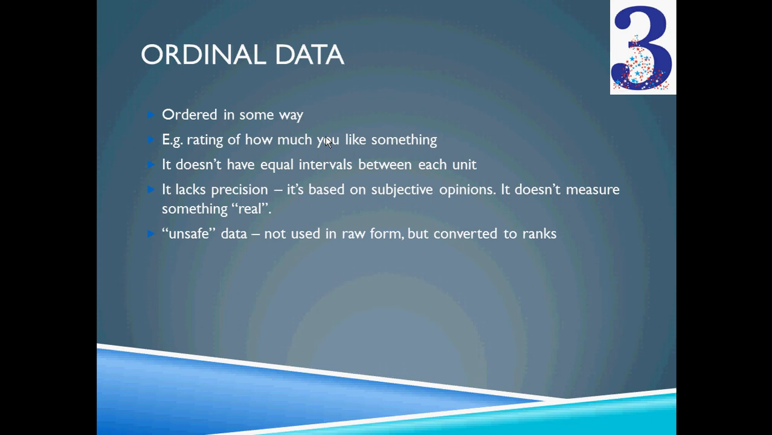So it lacks precision. It's based on subjective opinions. Two people might both say 8, but actually think different things. It doesn't measure something that's precise and measurable like in the real world, like a height or a temperature. It's like looking at a psychological construct, for example. So for that reason we call it unsafe data. We don't use it in its raw form to calculate from, but we convert it to ranks. So like the lowest rating, if someone gave fish and chips 1 out of 10, they would get the first rank, rank 1. And then you use the ranks to actually do your calculations.